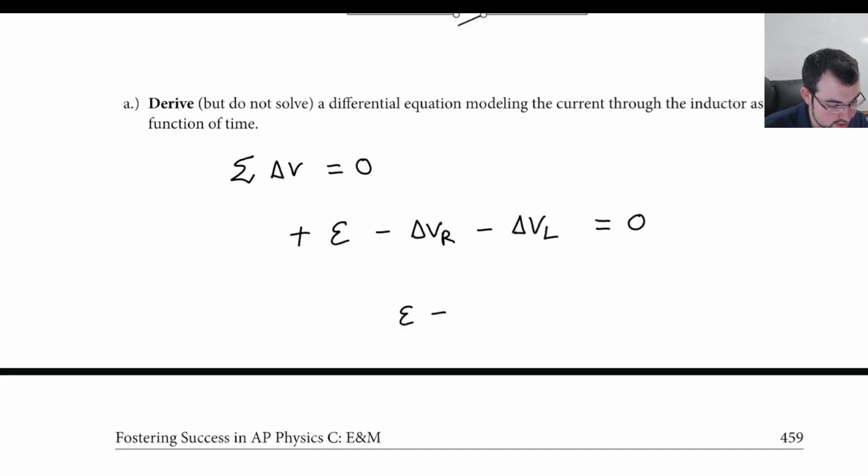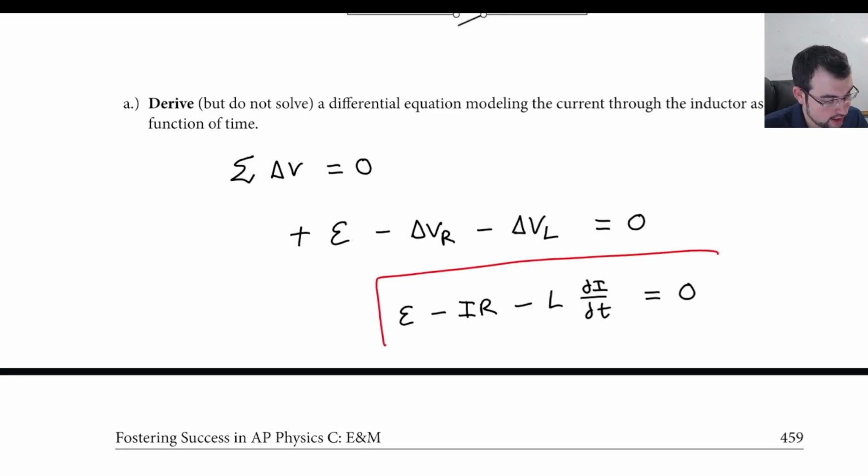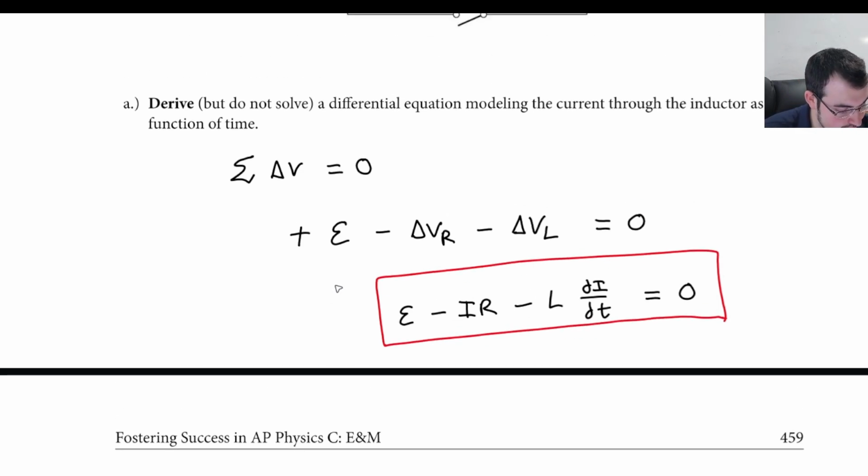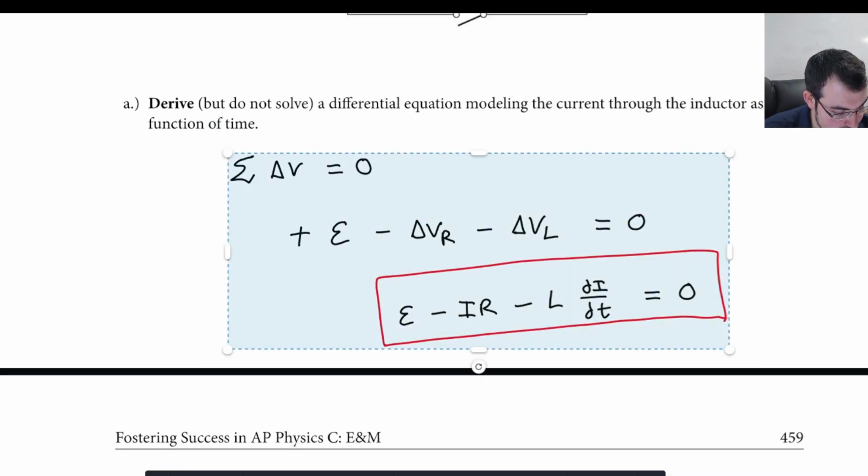What is delta V across a resistor? IR. What is delta V for an inductor? L di/dt. The signs are always taken care of for you by writing the loop rule, and this counts as a differential equation because there's the function I, and there's I's derivative in there as well.